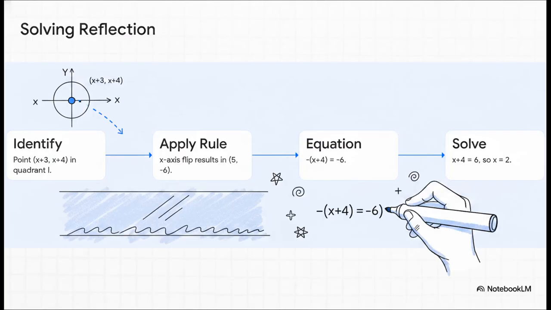Okay, let's actually apply this logic to one of the trickier problems from the source material. We're given a point expressed algebraically as x plus 3, x plus 4, and we're told its mirror image about the x-axis is 5, -6. We need to solve for x. Well, remembering our rule, an x-axis reflection changes the sign of the ordinate, the y value. So negative times the quantity x plus 4 must equal our new y value, -6. We just drop the negatives, so we get x plus 4 equals 6, and simple algebra tells us x equals 2. Boom! By just understanding the reflection rule, a word problem that looks super complex actually becomes incredibly easy.